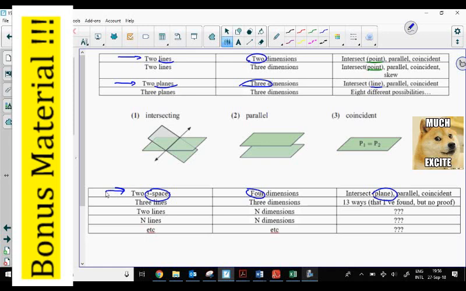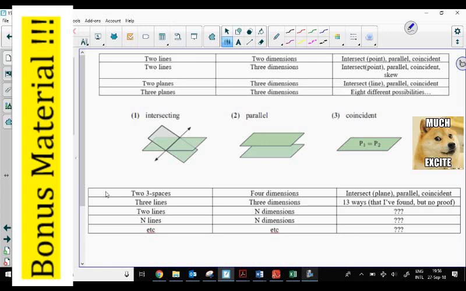What if we had 3 lines interacting in 3 dimensions? Up here, we went from 2 planes to 3 planes. Well, what if we went from 2 lines to 3 lines? And for that, I've found 13 ways. I am not sure if I've missed any, but I don't know.